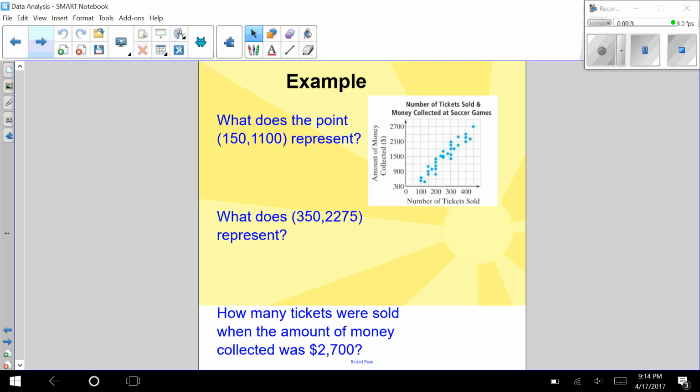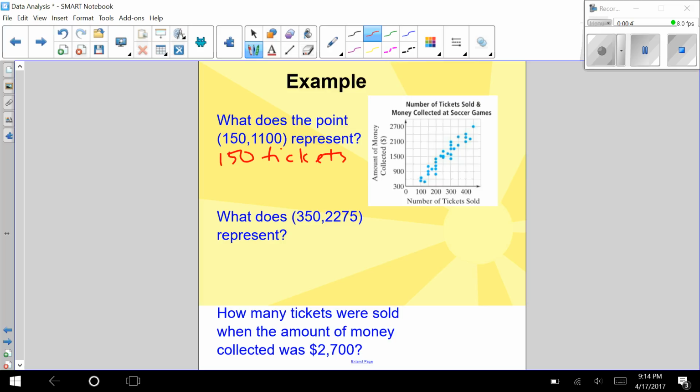So on this graph, what does the point 150, 1,100 represent? Well, 150 is the number of tickets sold. So there were 150 tickets sold, and that means that they made $1,100. They collected $1,100 when they sold 150 tickets.